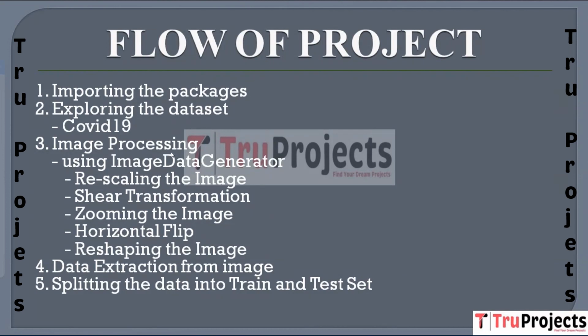Next, here we have image processing. This step involves preparing your image data for machine learning. You can use the image data generator from a deep learning framework like Keras to perform various transformations on your images. These transformations can include rescaling, shear transformation, zooming, horizontal flip, and reshaping. These techniques are used to augment your dataset and improve model generalization.